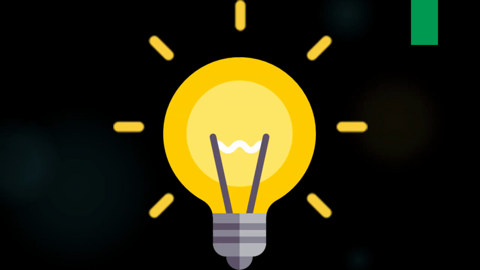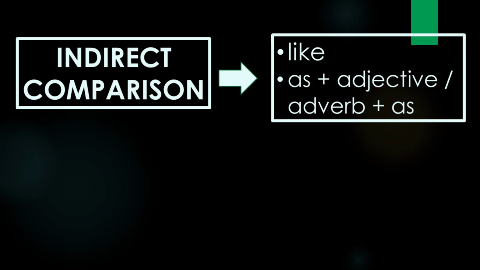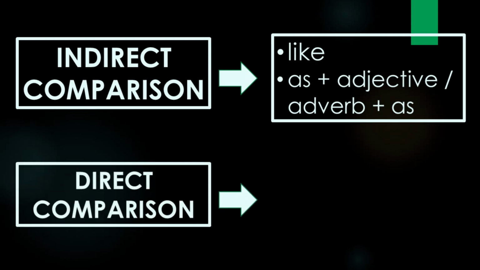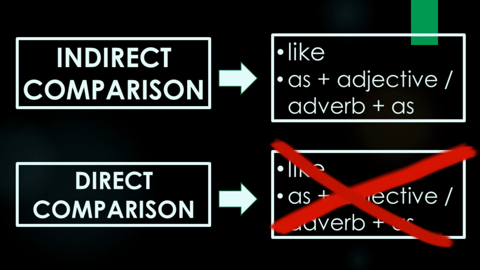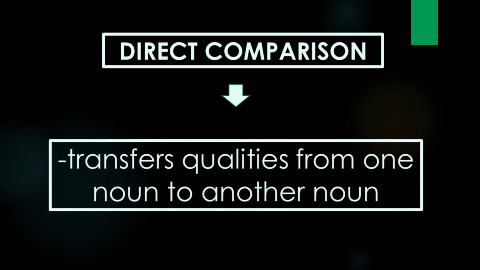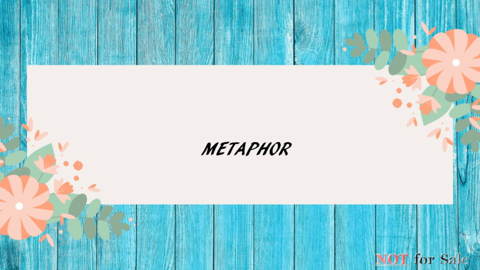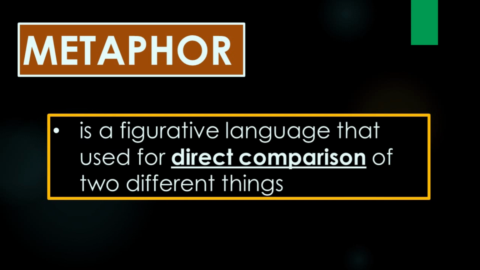Now, how do we know if it is indirect comparison or direct comparison? In indirect comparison, it usually uses like, or as plus adjective or adverb plus as. The direct comparison, do you think they also use these words? Of course not. Now remember that direct comparison directly transfers qualities from one noun to another noun. So if this is the case, it is called metaphor. Metaphor is a figurative language used for direct comparison of two different things. It doesn't use the word like, or as plus adjective or adverb plus as.